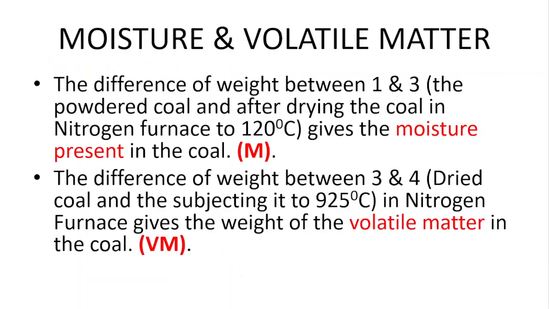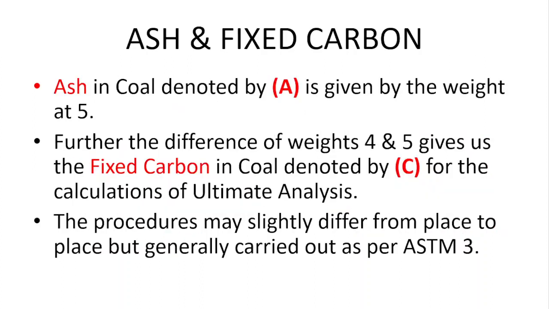How the moisture and volatile matter is calculated. The difference of weight between 1 and 3, the powdered coal and after drying the coal in nitrogen furnace up to 120 degrees centigrade, gives the moisture present in the coal, that is M. The difference of weights between 3 and 4, that is dried coal, and subjecting it to 925 degrees centigrade in nitrogen furnace gives the weight of the volatile matter in the coal, that is known as Vm.